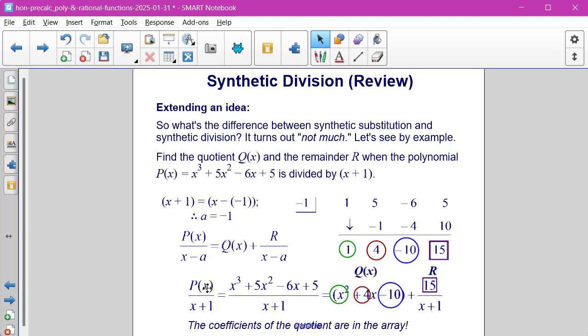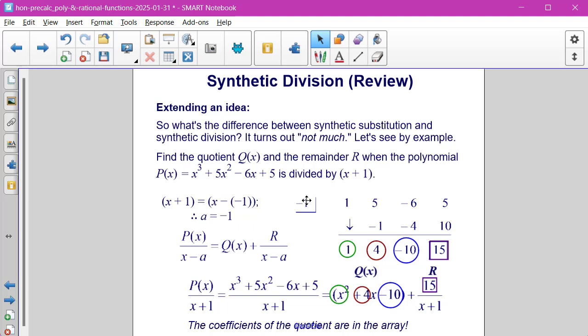So we have p of x divided by x plus 1 is equal to x cubed plus 5x squared minus 6x plus 5, all divided by x plus 1. And if you were to do the long division, you would get x squared plus 4x minus 10 plus 15 divided by x plus 1. You can also do it synthetically.